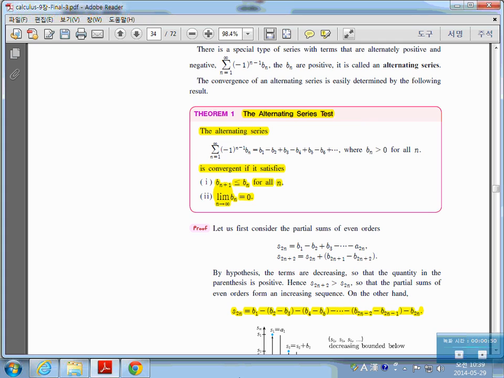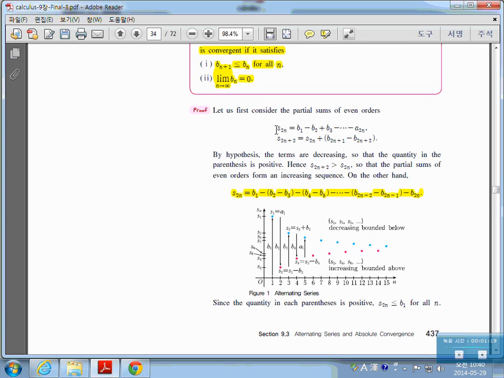First, the sequence should be decreasing. Without the sign, the b_n terms should be decreasing. Next, the nth term should converge to 0. If those two conditions are satisfied, then we can always conclude that the given alternating series is a convergent series.